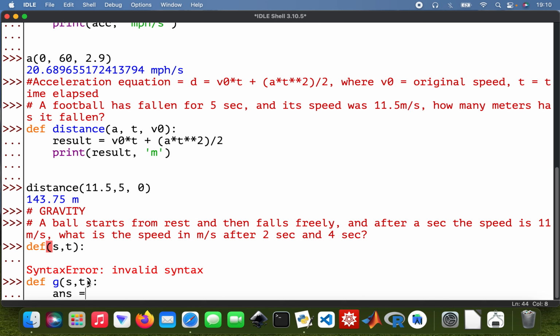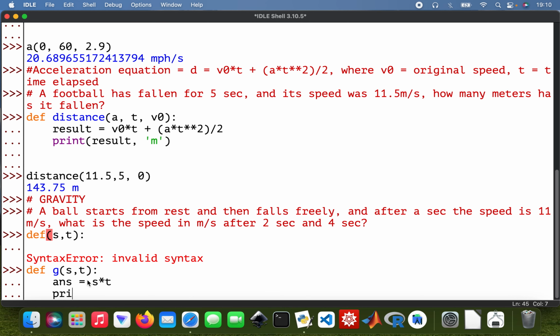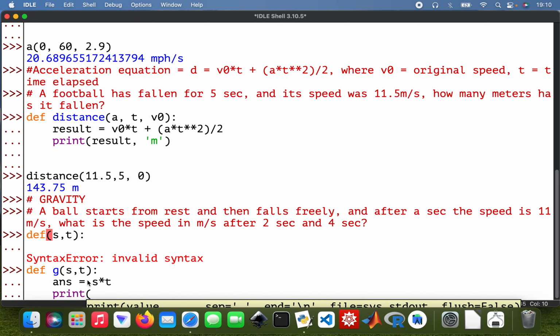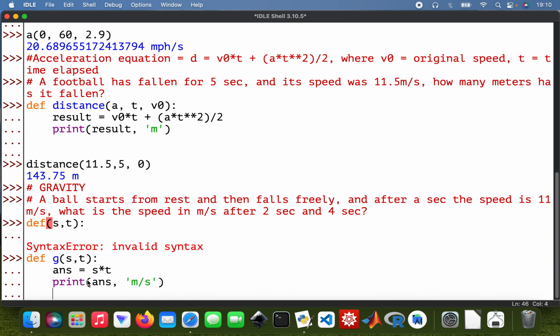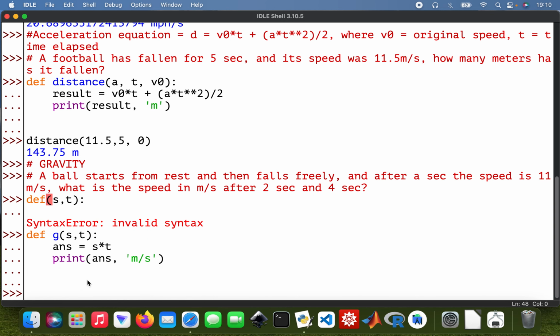Okay, and then answer. So answer equals speed times time. Then print my answer and my string is meters per sec.